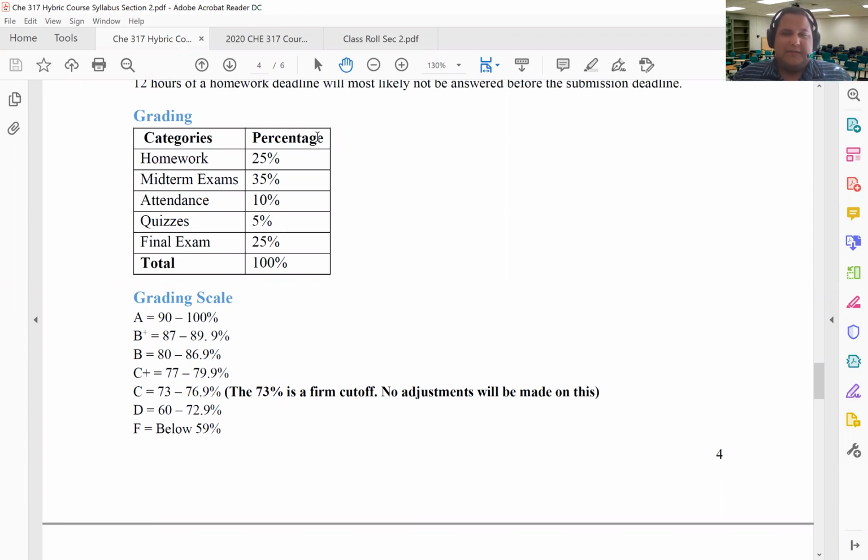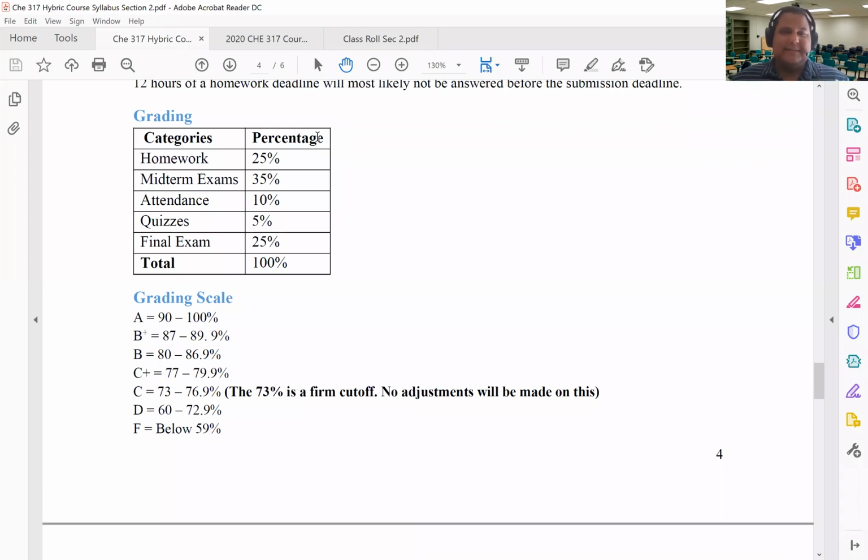Attendance will be 10%, which I'll take at various times throughout the semester. Quizzes will be 5% because as they're difficult, I don't want to put a whole lot of weight on them because I don't want it to kill a person's grade, but I want to use it as a good measure of whether people are getting key concepts or not. And then finally, final exams are 25% of course grade. And so you'll note that between the midterms and the final, that's 60% of the grade. And so this class is very heavily weighted on course exams.